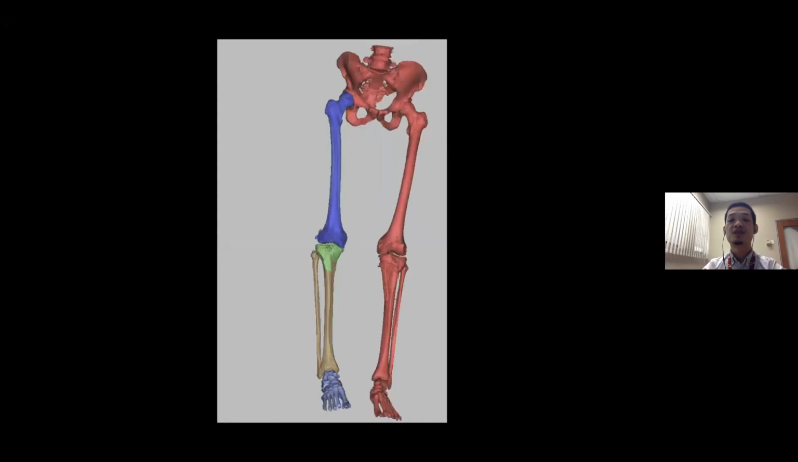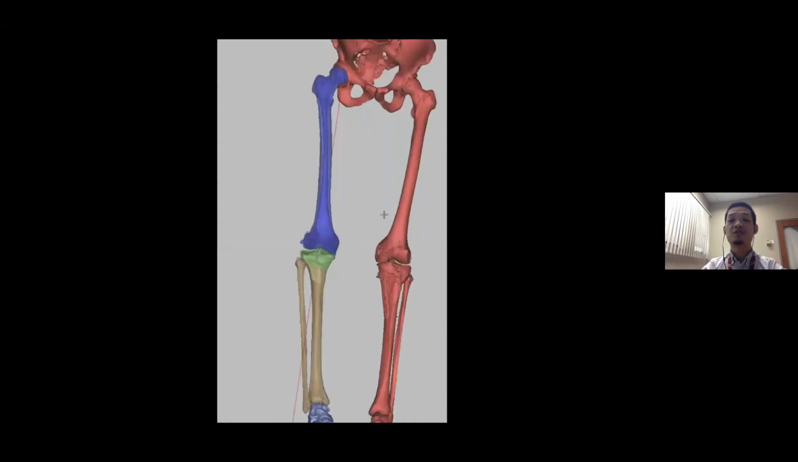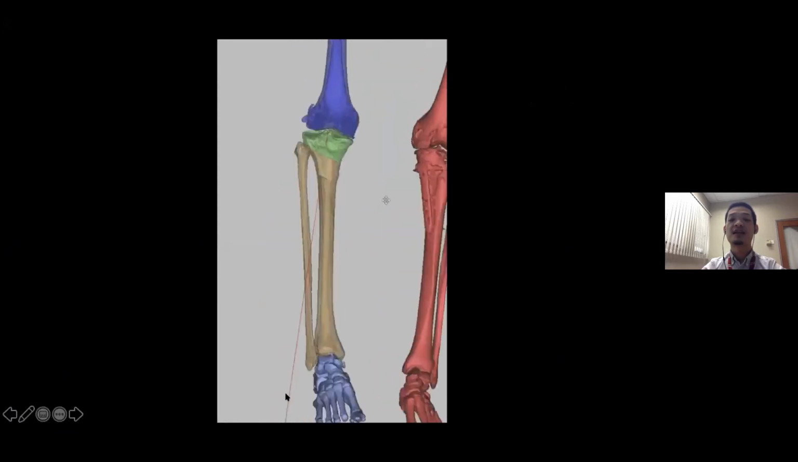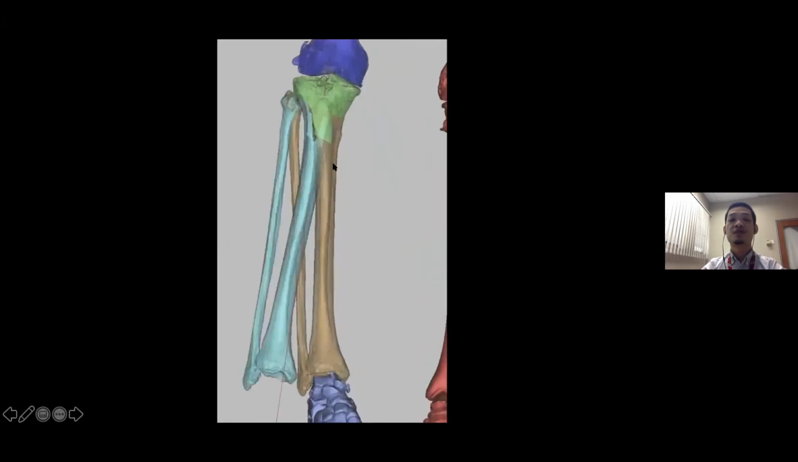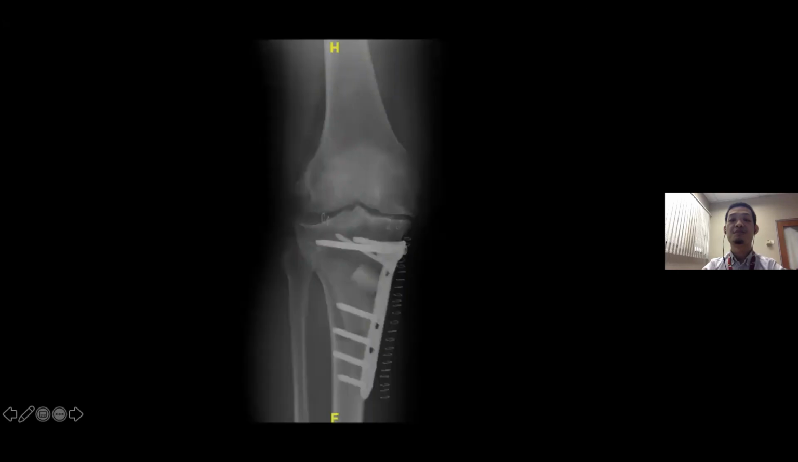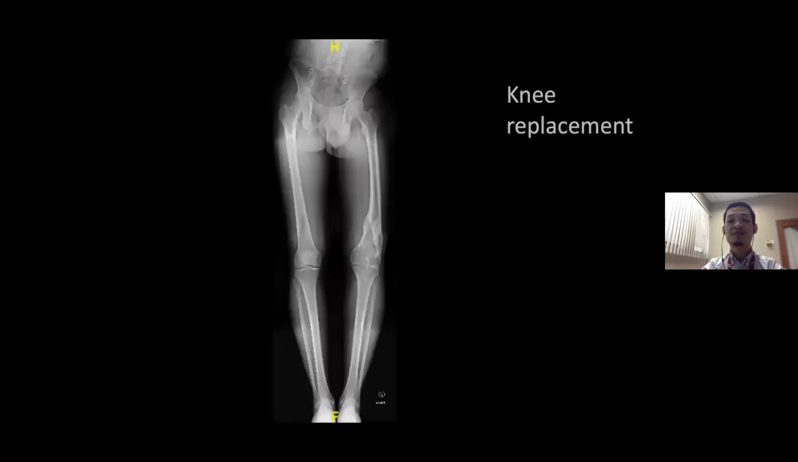So we did a CT scan, and the plan is where we want the ankle to be, basically. So this is where we do the cuts, and we stabilize it with the implant. So this is the result. And if you draw a line from the hip down to the ankle, you can see the line basically goes through the center of the tibia. So yeah, the patient is quite happy.